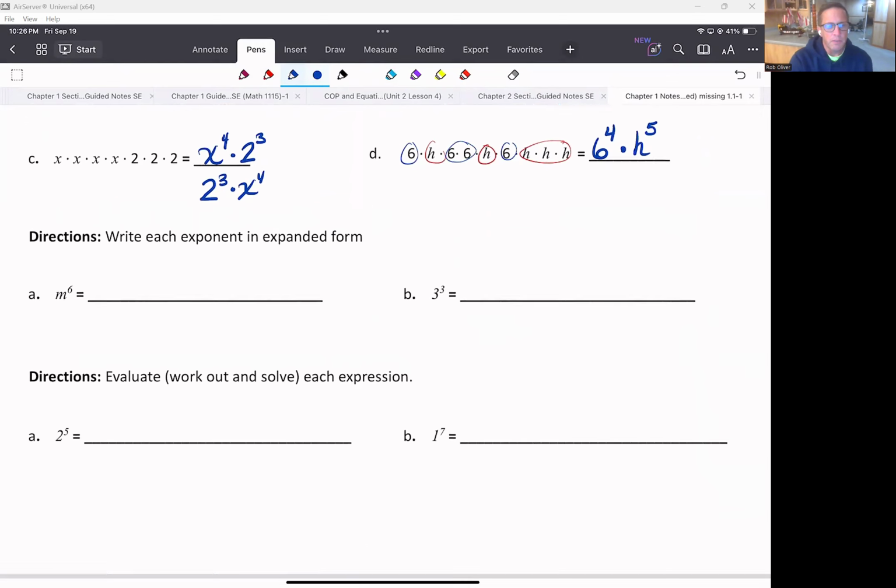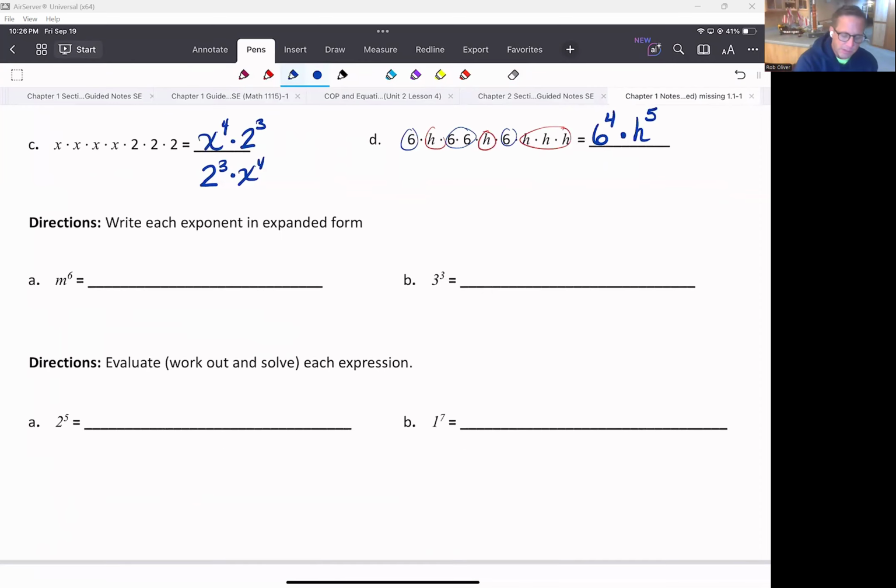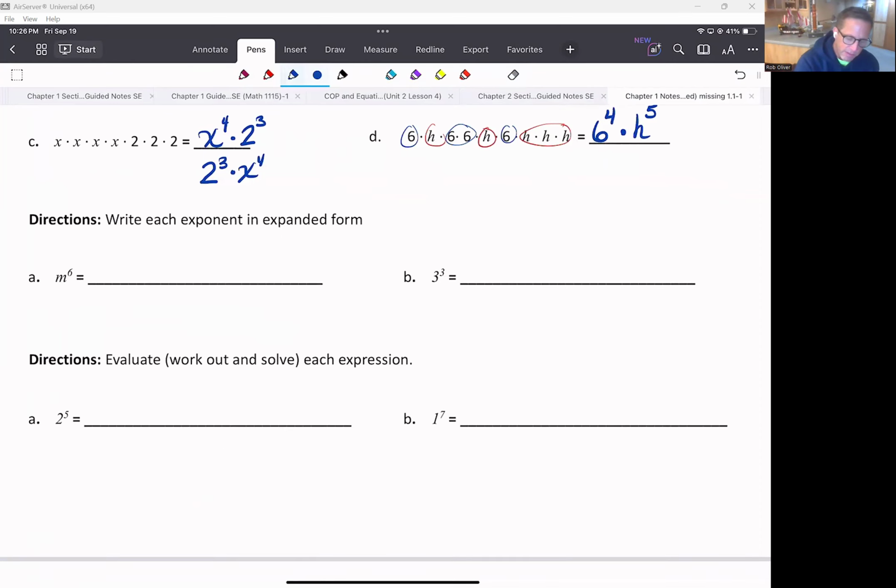For this next part, we're expanding it. So what does m to the 6 mean? It means m times m times m, 6 times. That's what that is. For B, we've got 3 to the 3rd power. That means 3 times 3 times 3, which is 27. But we don't really have to worry about that; we're just writing it out in expanded form.